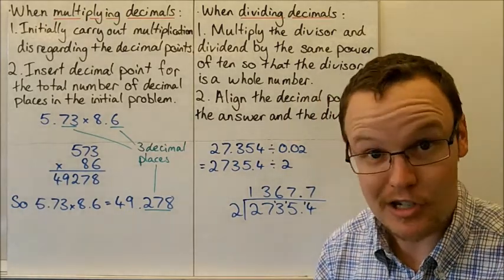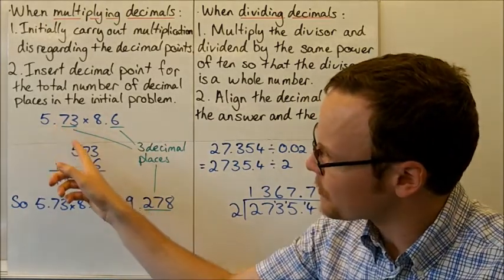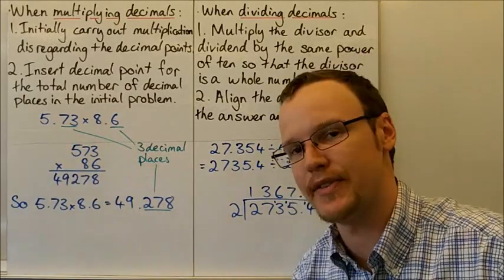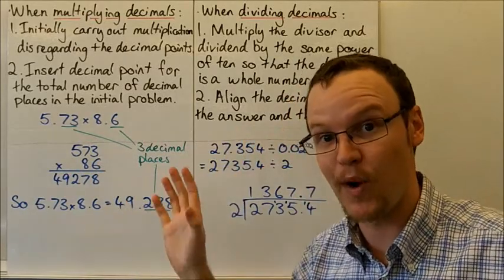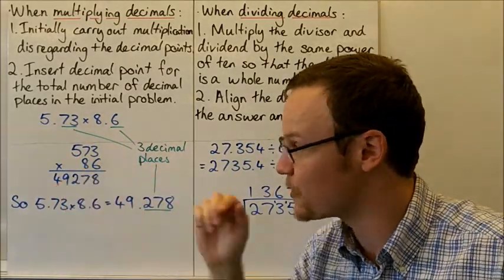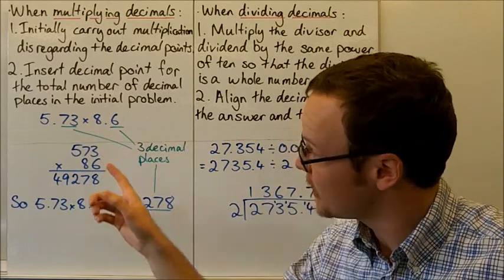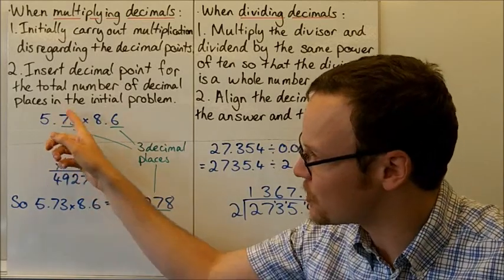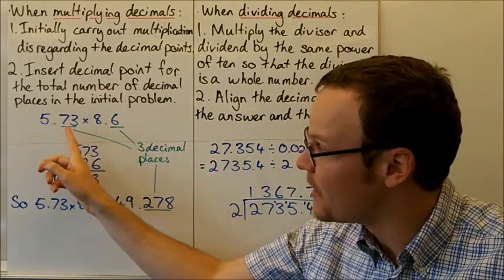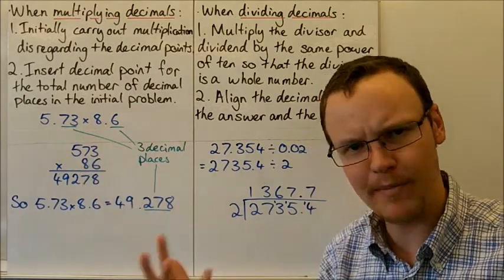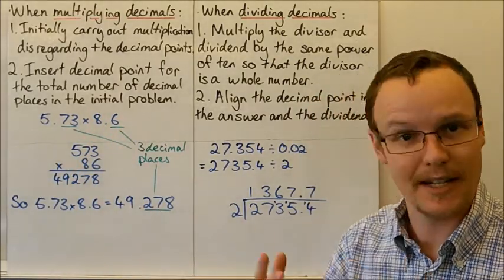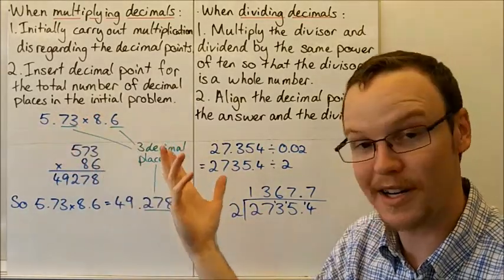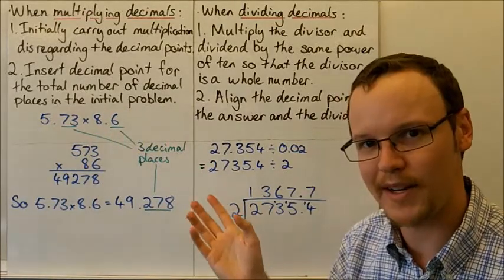Now the reason that we can do this is what we're doing going from here to here is we're going from 5.73 to 573. So we are multiplying by 100. And to get from 8.6 to 86, we're multiplying by 10. So you can see we've shifted the decimal place. Multiplied by 100 here and 10 here. If we multiply by 100 and then multiply by 10, it's the same as multiplying by 1,000. Essentially, we've shifted this one 2 decimal places and we've shifted it 1 decimal place.